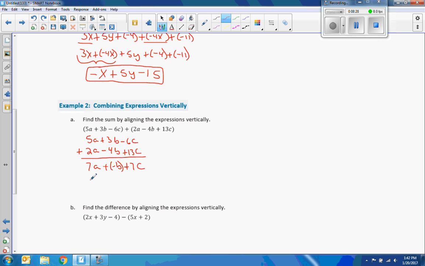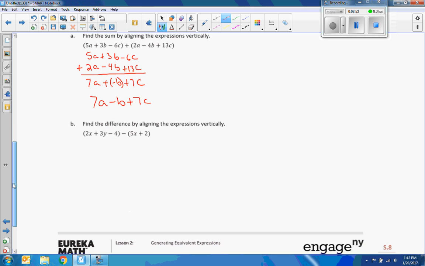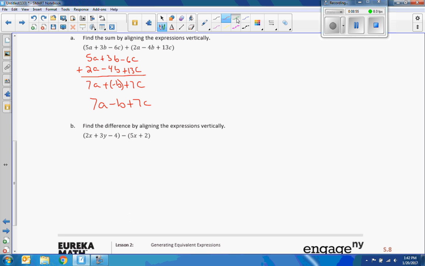Then we would clean it up and say 7a minus b plus 7c. I can't combine a's and b's, I can't combine a's and c's, I can't combine b's and c's. And I can't add these 7s because they're with variables. I can't factor anything out because this doesn't have a 7. Okay? We'll get into that more in detail later.